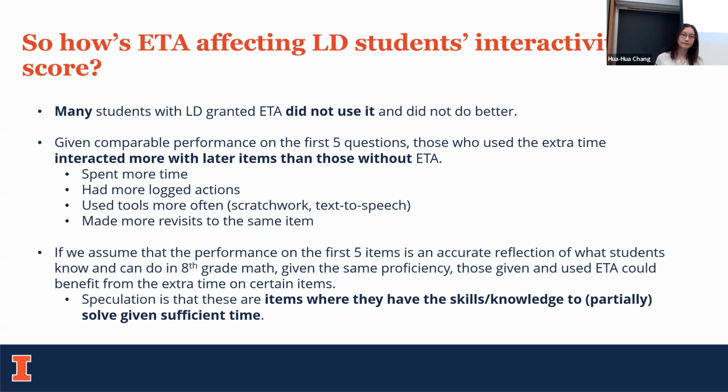This is indicated by spending more time, having more logged actions, using tools more often, and making more revisits to the same question. And if we assume that the performance on the first 5 questions is an accurate reflection of what students know and can do in 8th grade math, then given the same proficiency, those students who were given and used the ETA could actually benefit from the extra time on certain items. And my speculation, and purely speculative, is that these are the items where they have the skills and knowledge to partially solve if they have sufficient time. But if they didn't have the knowledge, maybe having the extra time doesn't actually help.